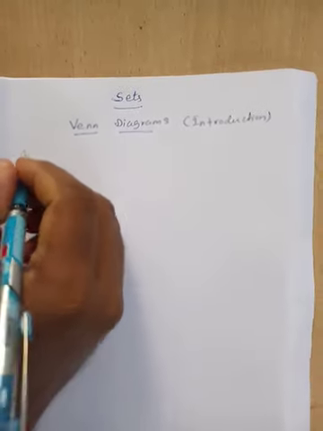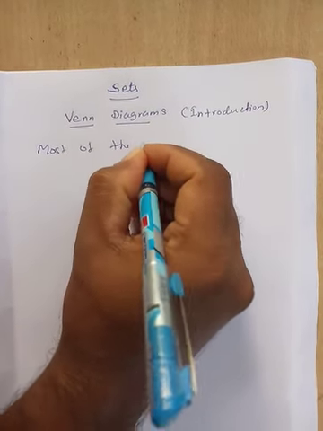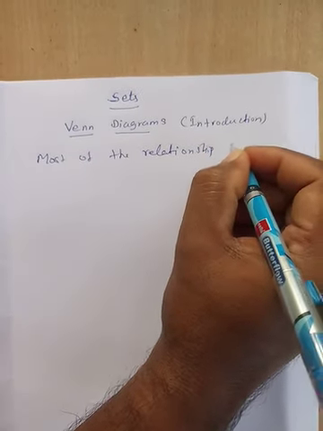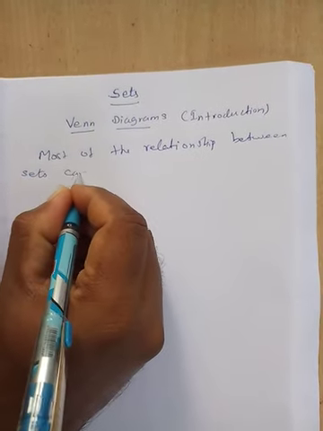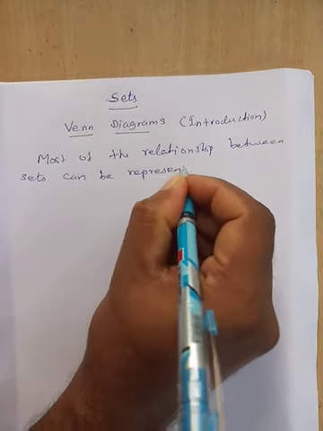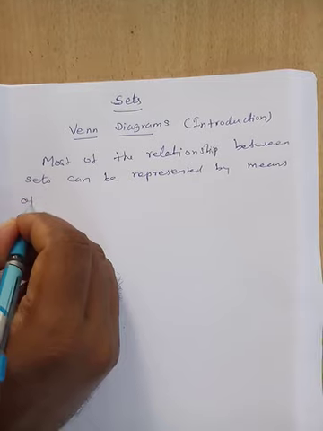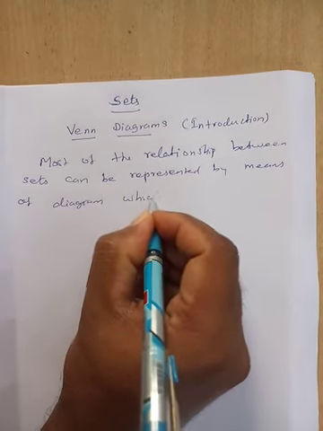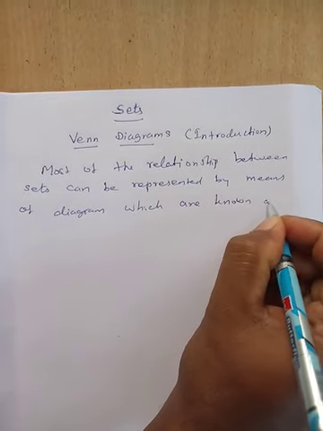Diagrams, introductions. Most of the relationship between sets can be represented by means of diagrams, which are known as Venn diagrams.